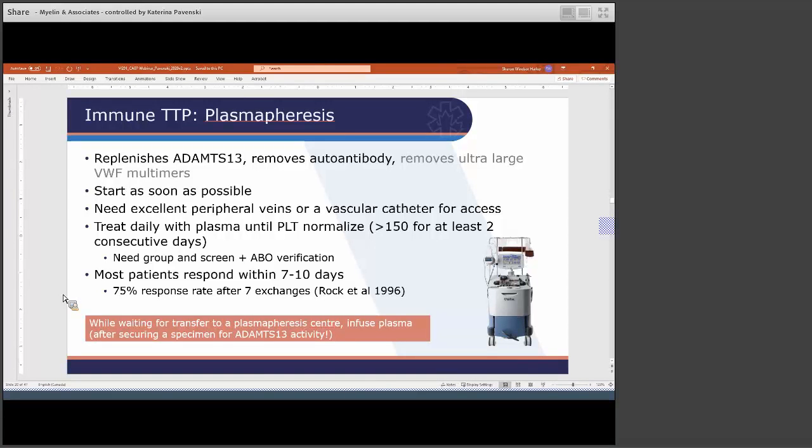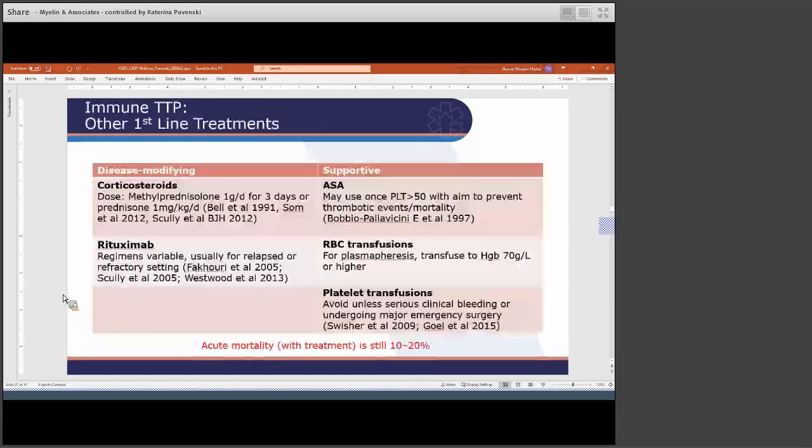If your lab has a set-up contract to do ADAMTS13 activity, that's great. You can just send it to your lab. The other possibility is just to transport that tube with the patient so the diagnosis can be made in the institution where they received. Next slide.